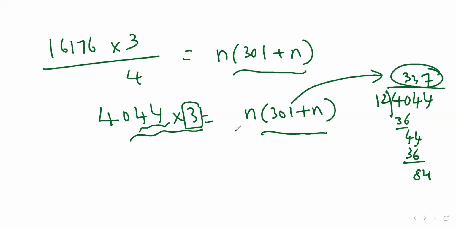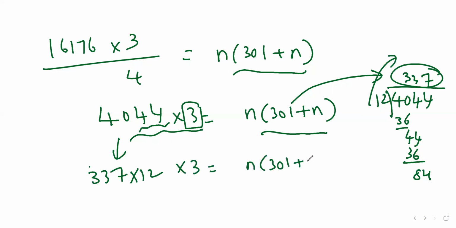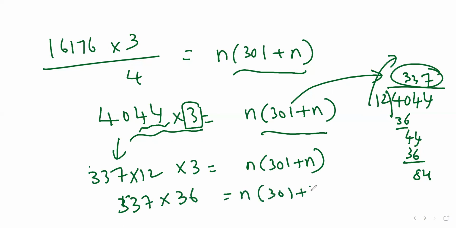Now, why am I doing this? I'll tell you. You can use the Sridharacharya formula. You can do this, but there's another approach here. I can write 4044 as 337 into 12, isn't it? See, I've broken that into factors. Now you will understand what I'm trying to say in a while. See, 337 into 12 threes are 36 is equal to n into 301 plus n.